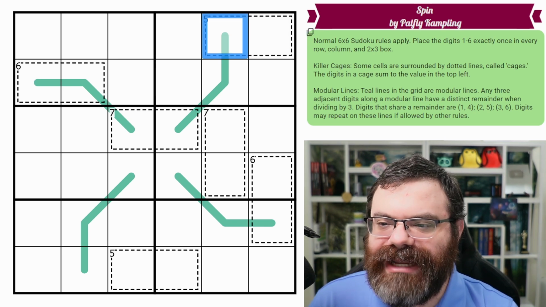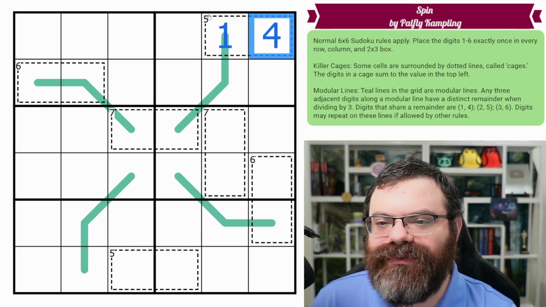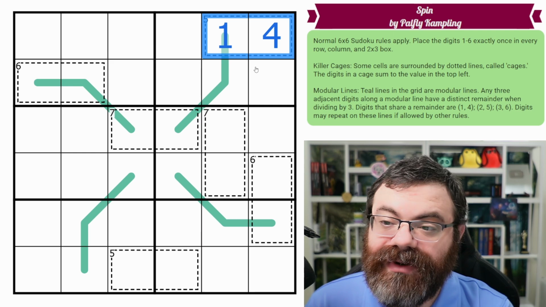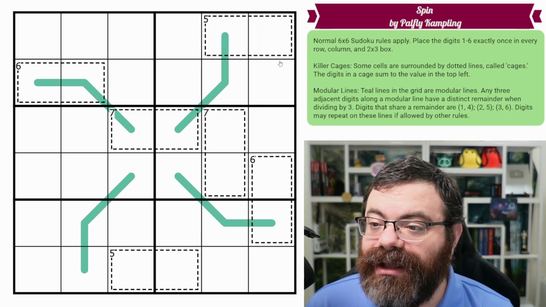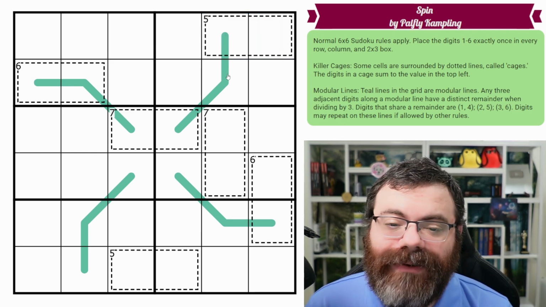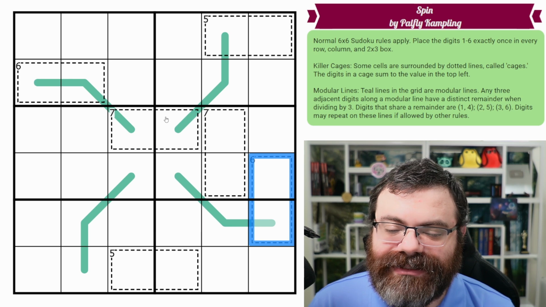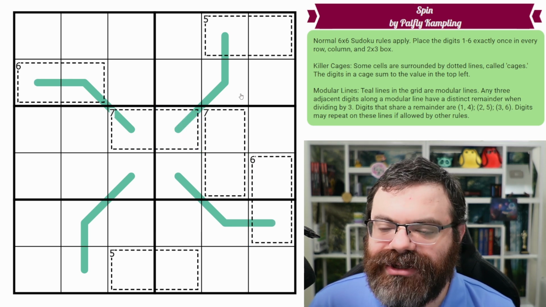So for example, we could have 1 and 4 in here. 1 plus 4 is 5. That would fulfill this cage. But there's other ways to fulfill it. You can't just guess. In addition to that, these add to 7, these add to 6, etc. In addition, we do have modular lines.